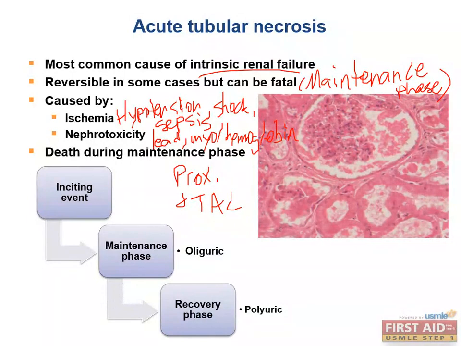As the tubule cells slough off, they appear in the urine as granular muddy brown casts, and this will tip you off on the exam to acute tubular necrosis, the muddy brown casts. You can see these cells will be sloughing off.